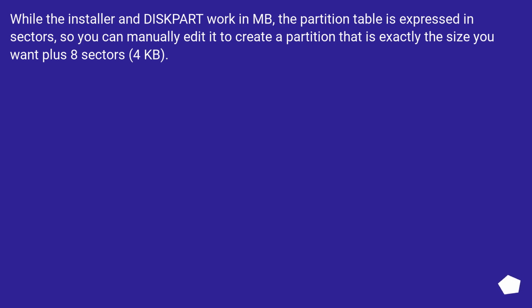While the installer and diskpart work in MB, the partition table is expressed in sectors, so you can manually edit it to create a partition that is exactly the size you want plus 8 sectors, 4 kilobits.